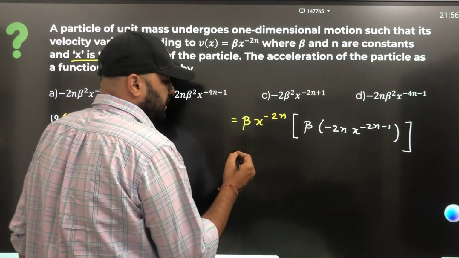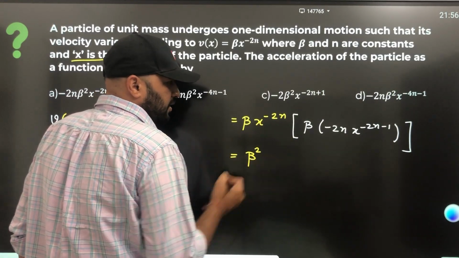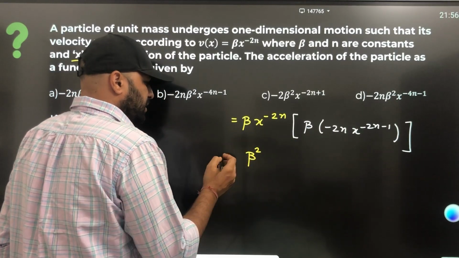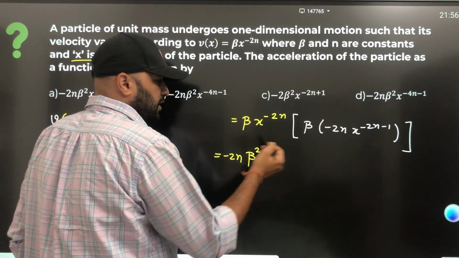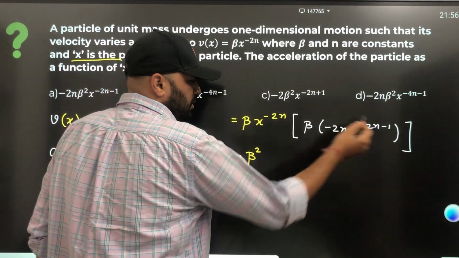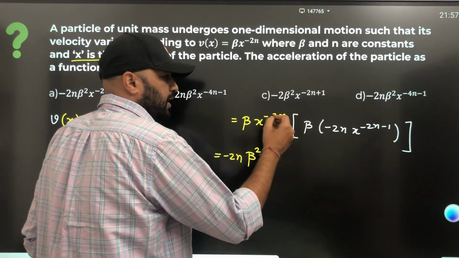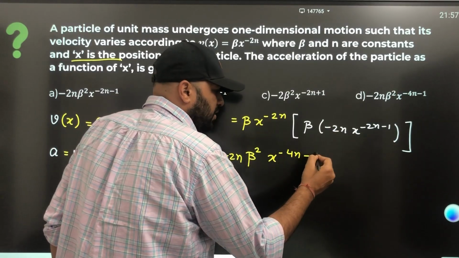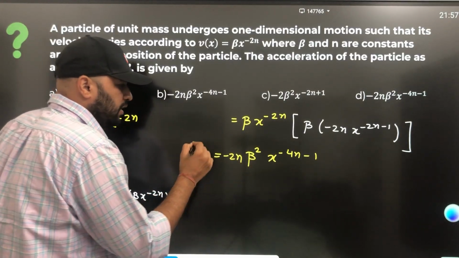Now let's take the rest of the things in front. Beta into beta will become beta square. Minus 2n, because it has a negative sign, let me keep it in front here, minus 2n. So minus 2n is done and beta is done. Beta multiplied with beta became beta square. Now let's multiply x to the power minus 2n and x to the power minus 2n minus 1. The powers will add up: minus 2n and minus 2n becomes minus 4n, and minus 1 was already there. So this will be the result. This is our acceleration we were looking for.